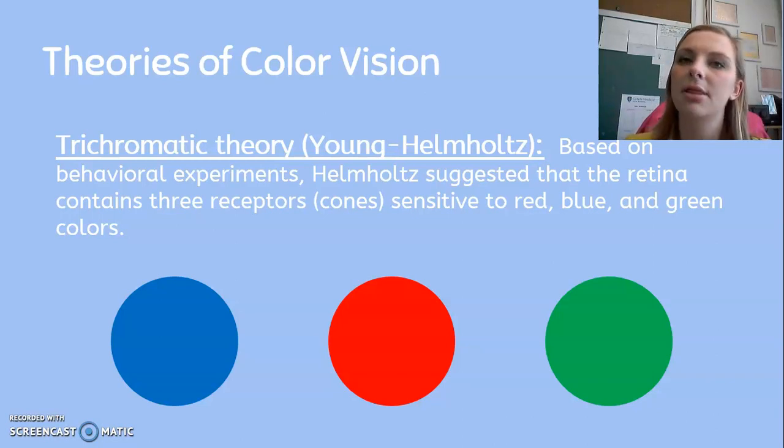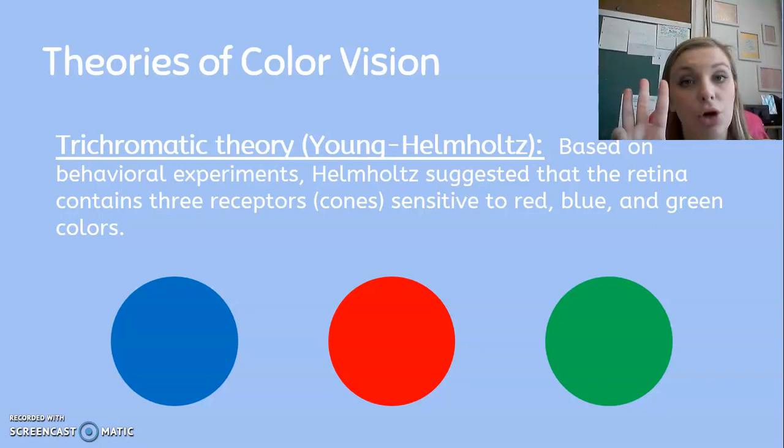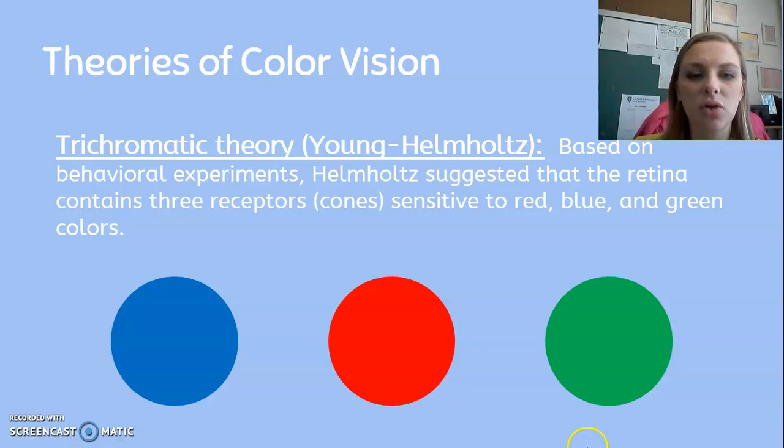Trichromatic. This is the idea that the retina contains three different types of receptors, or cones, that are sensitive to different colors. So some of the cones are receptive to red, some of the cones are receptive to blue, and some of them are receptive to green. They're separate cones, okay? So each of those cones are going to be receptive to one of these three colors.